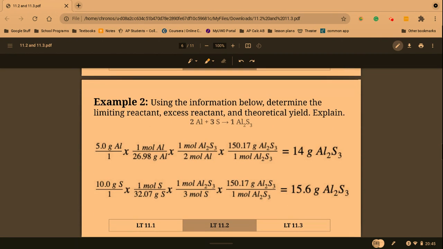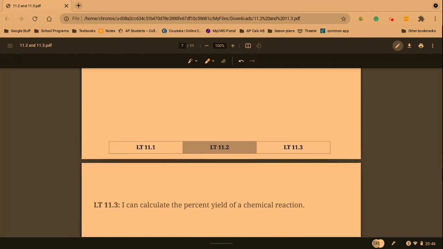And so here, they've already done all the math for us. We just need to see, based off of that math, what's the limiting, excess, and theoretical yield. And so since 14 is smaller than 15.6, whatever was used with it is going to be our limiting reactant, so aluminum. And then whatever the math comes out to with the limiting reactant is going to be your theoretical yield. So 14 grams is our theoretical yield. And then whatever isn't your limiting reactant is your excess reactant. So the S here, that's sulfur, was that. So that's it for 11.2.